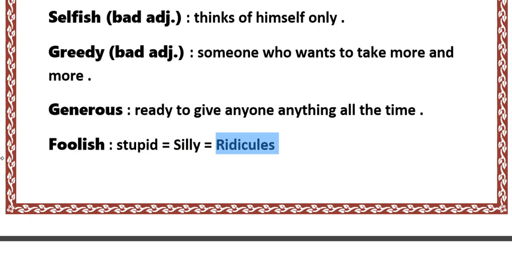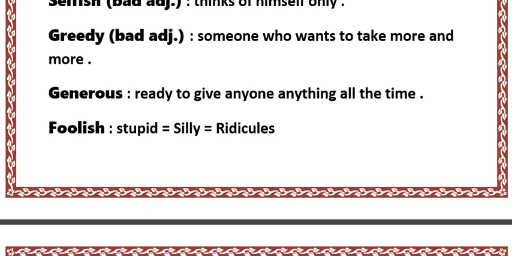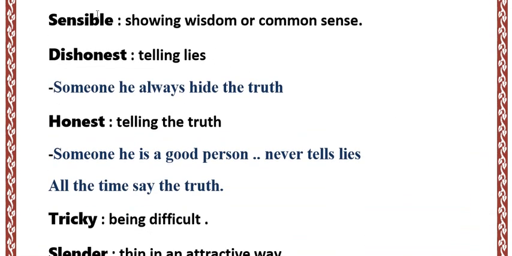Foolish equals stupid, equals silly, equals ridiculous. All of them are negative adjectives. Sensible person means a person that is wise. What's the meaning of wise? A sensible person means a person who can take the right decision at the right time. This is sensible.